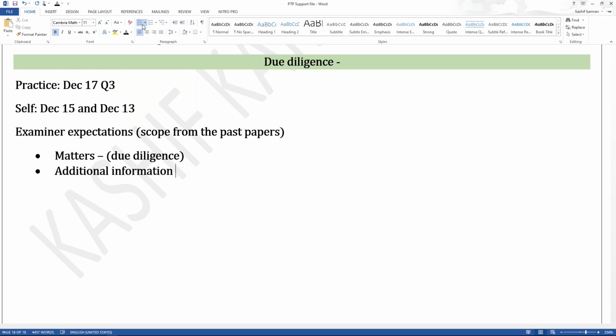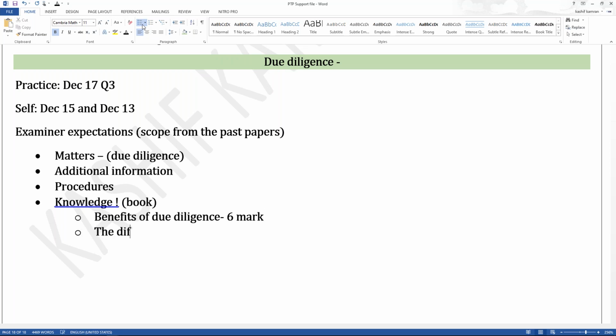So the examiner asks for matters in a due diligence question, and asks for additional information in a due diligence question. The examiner also asks for procedures in a due diligence question. And most of the time, the examiner also asks for knowledge in a due diligence question, which will come from the book. What sort of knowledge? In two exam settings, the examiner has asked for the benefits of due diligence for 6 marks. This is book knowledge. Any one of you who has read the book knows the benefits of due diligence. The examiner has also asked for the difference between an audit of financial statements and a due diligence review.